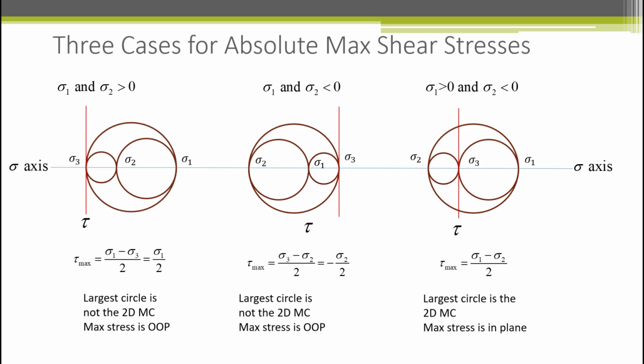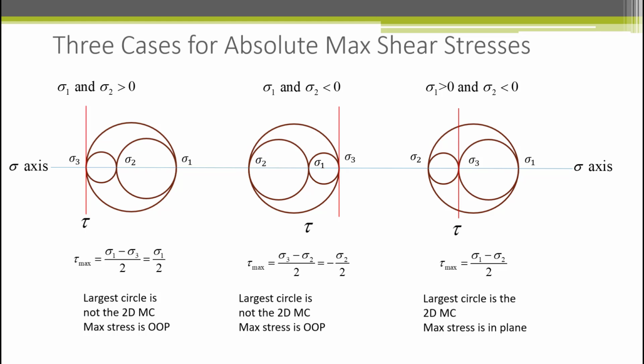In the right diagram, the largest 2D Mohr circle is in fact the maximum shearing stress, and thus it occurs in plane. Notice in cases 1 and 2, both principal stresses are of the same sign. In case 3, they are of the opposite sign. When the signs are the same, that is when the principal stresses are both tensile or both compressive, the maximum shear stress is just 1/2 of the maximum principal stress magnitude.